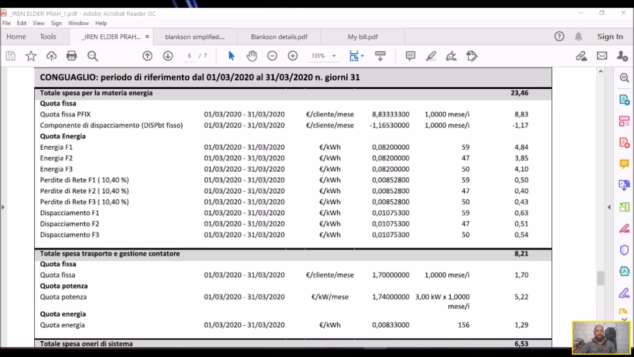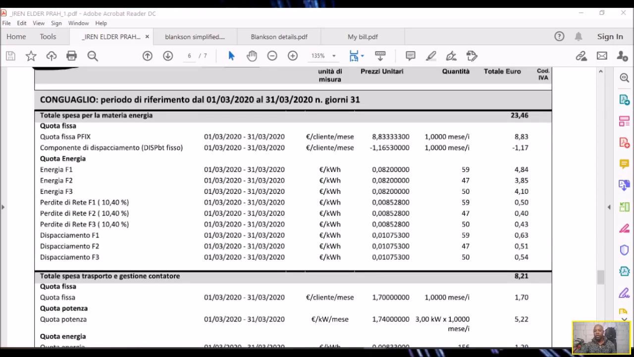Then dispatchamento, that is the maintenance of the power, so that in your house you get, in homes we have 230 volts. In order for them to maintain the 230 volts, you pay this 0.01, which they call dispatchamento. And so if we do the maths, the total of all these figures together will give you 23.46. That is what you are paying for the materia energia.